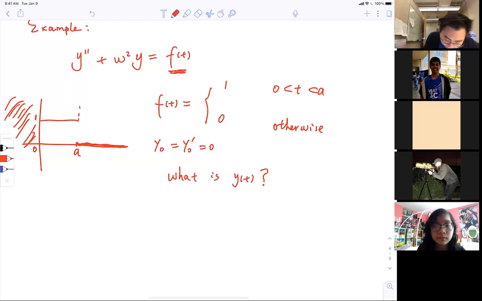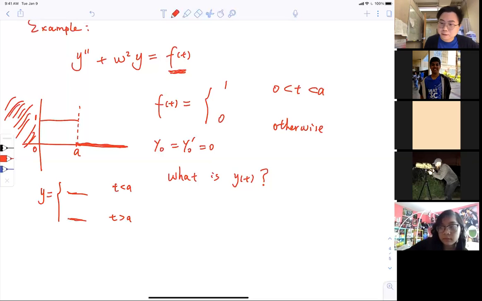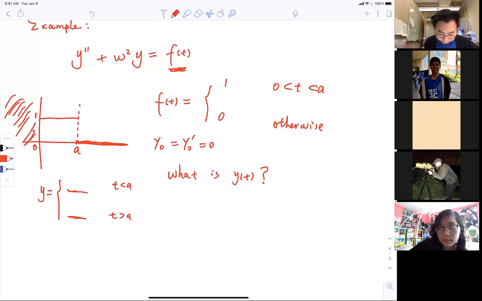So we can say there's some discontinuity at point a, and we can expect that the function y should also be a piecewise function, something when t is smaller than a and something else when t is larger than a, right? This is our intuition. It's quite intuitive, because your force is discontinuous. Of course, your response somehow should reflect this discontinuity in your force.